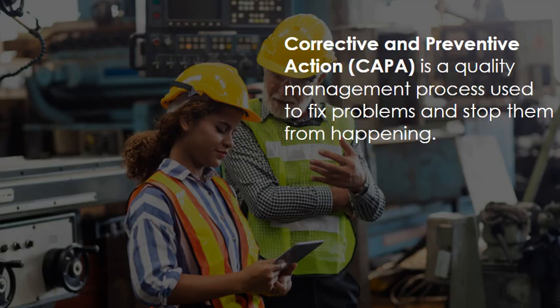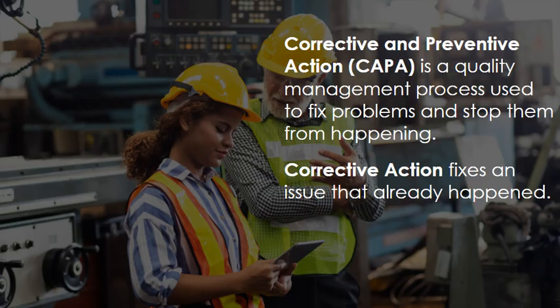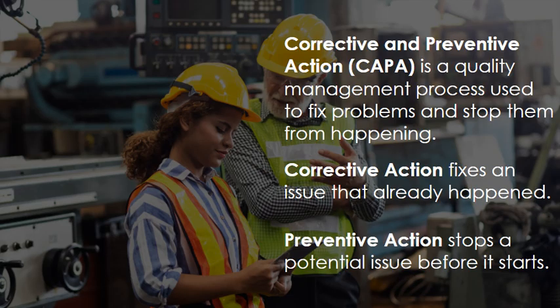Corrective and Preventive Action, or CAPA, is a quality management process used to fix problems and stop them from happening. Corrective action fixes an issue that already happened. Preventive action stops a potential issue before it starts. Together, they help organizations improve work systems and follow industry rules.